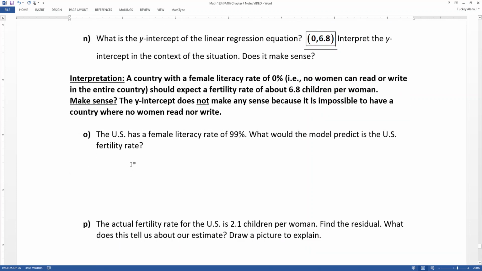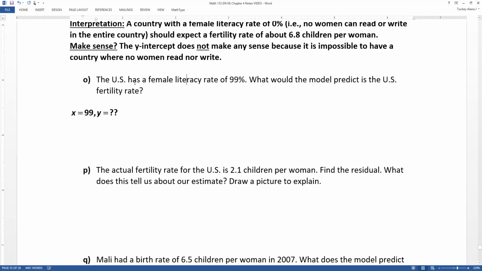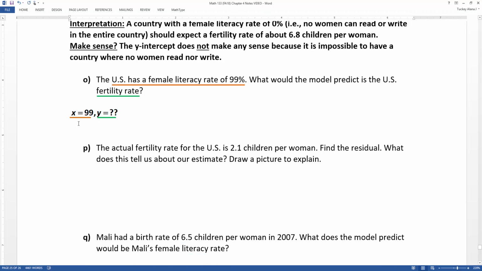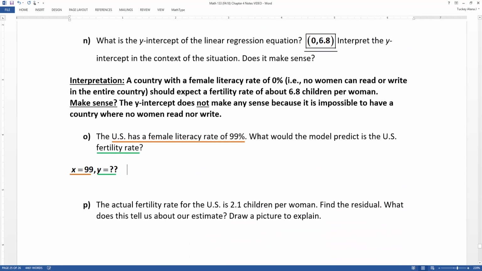All right, the US has a female literacy rate of 99%. What would the model predict is the US fertility rate? Well, that is math teacher talk. I'm basically telling you that X is 99, and then I'm asking you for Y, right? So X is 99 is right here. The US has a female literacy rate of 99. Well, this won't be too difficult because all we have to do is take 99 and substitute it into the equation that we were given and solve it. So we're going to take negative 0.0487 times 99 plus 6.8.